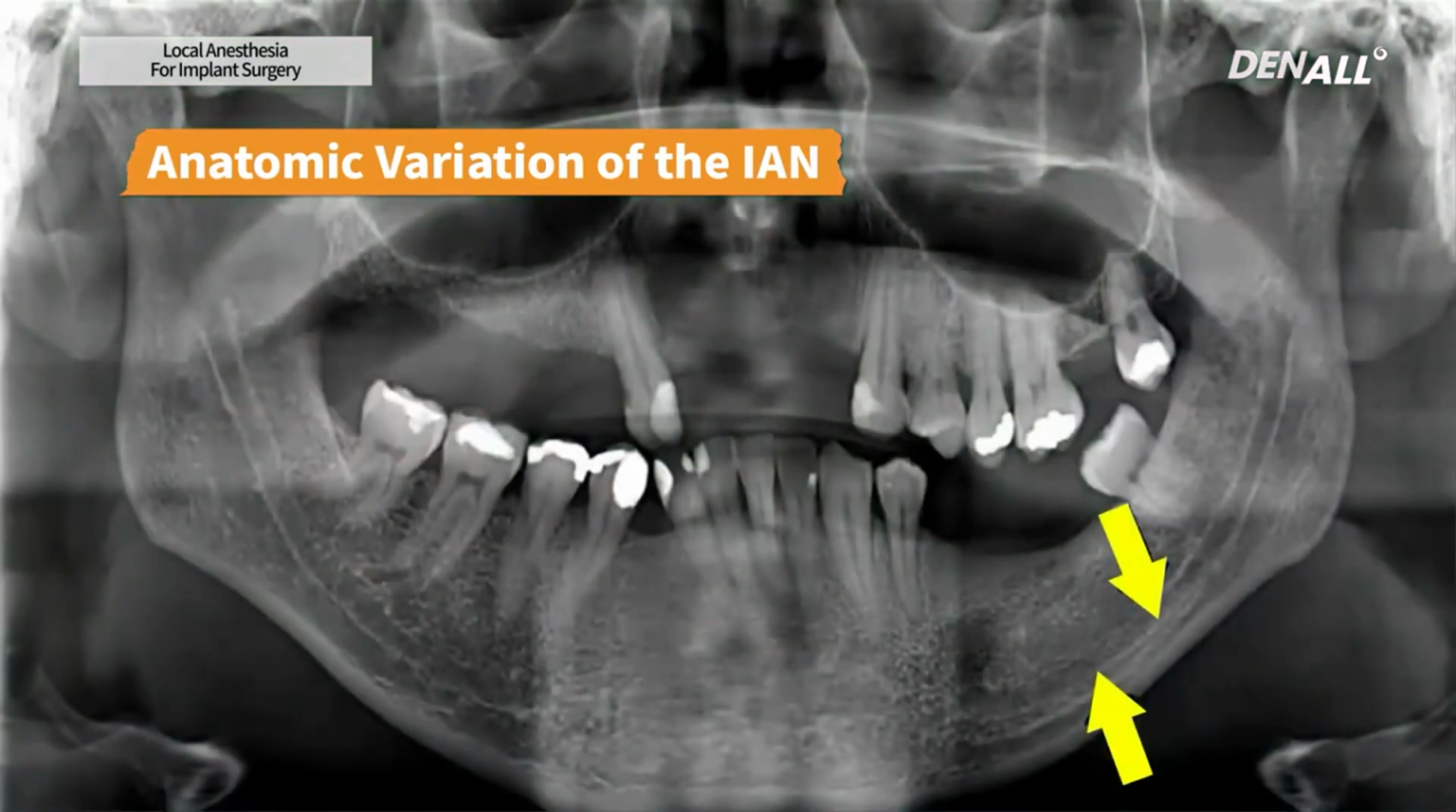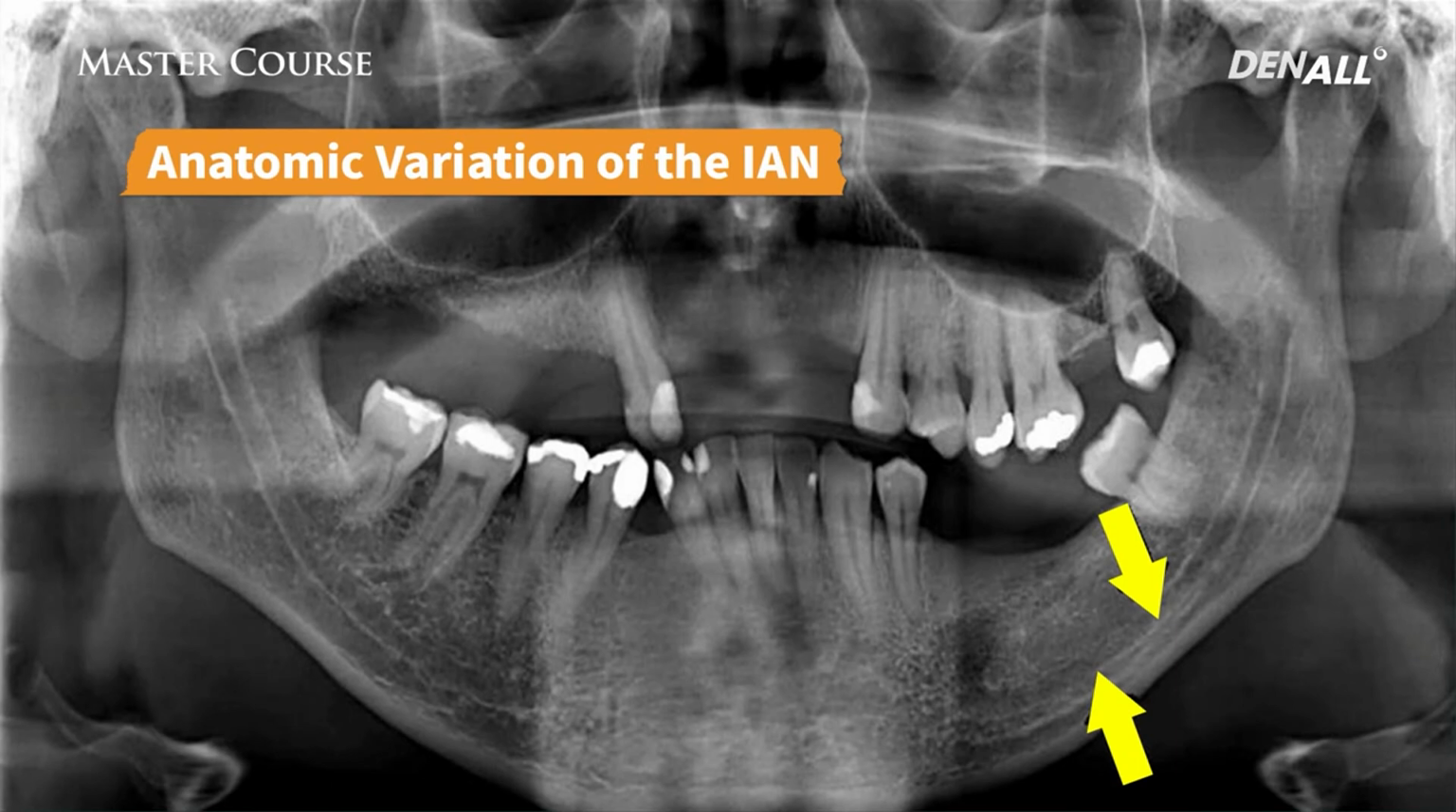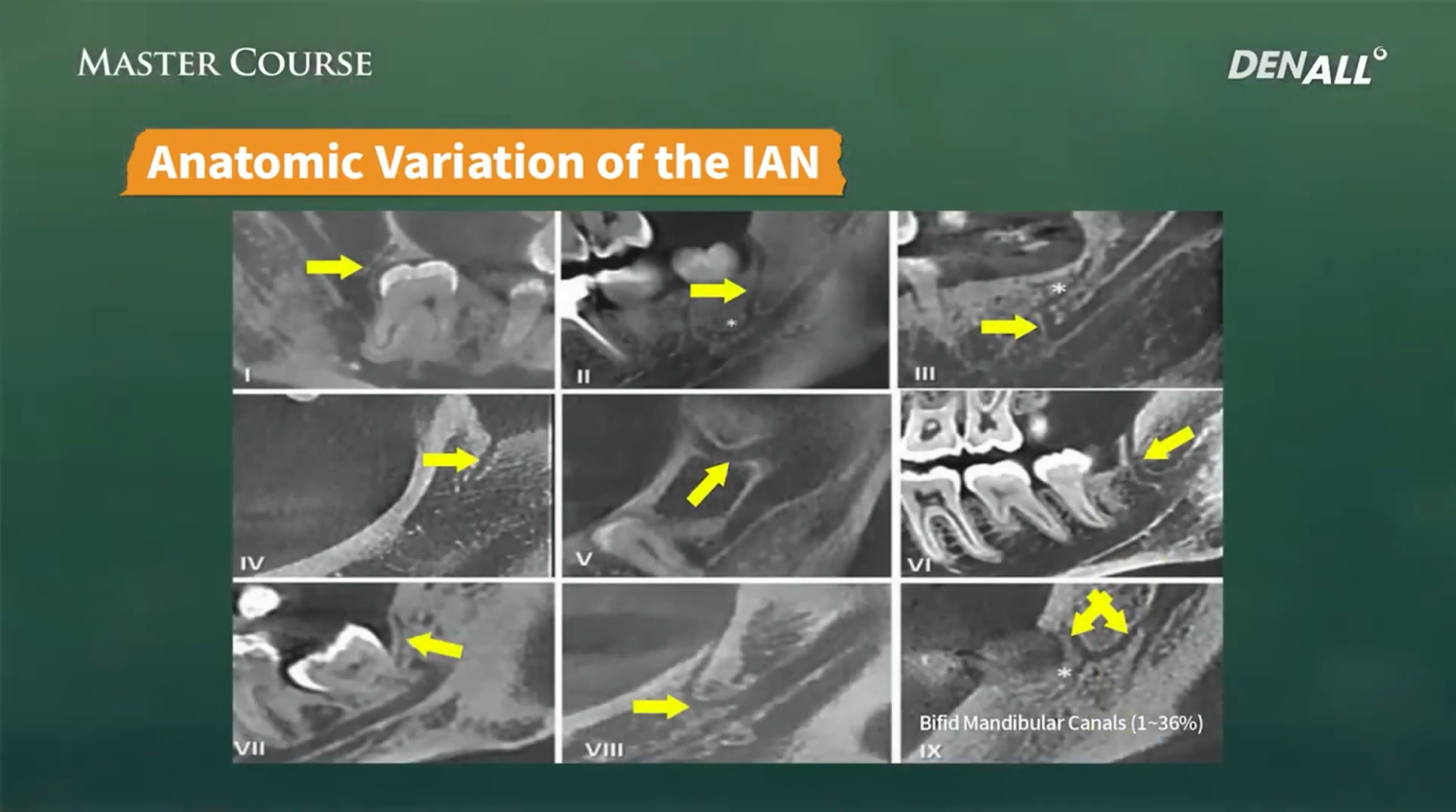A bifid inferior alveolar nerve can be guessed by looking at this, but due to the advancement of the cone beam CT, bifid or 3, 4 strands of the inferior alveolar nerve can be detected. These things make us scared when we do the drilling or place an implant.